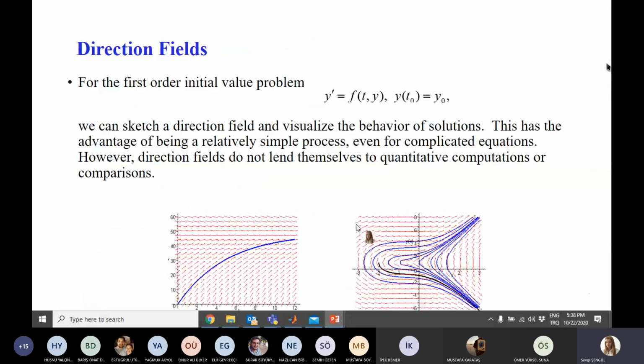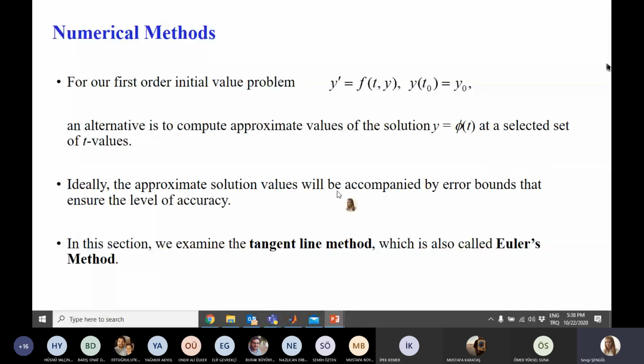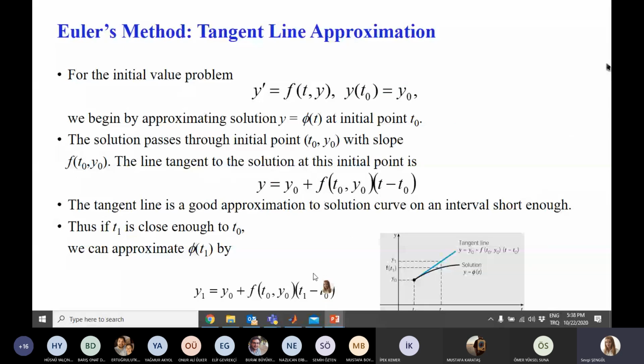And one of the approaches is Euler's. And of course, you can draw the direction fields and you can have an idea about the solution. But again, it's not enough for you to have the solution. Okay. And with this Euler's method, we are approaching the solution with tangent lines. Okay. And how do you do that?